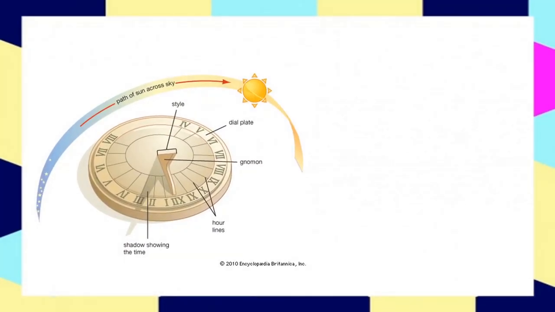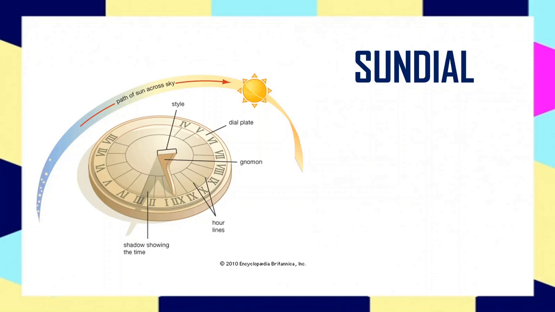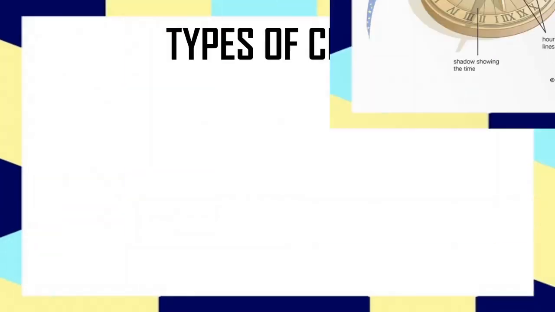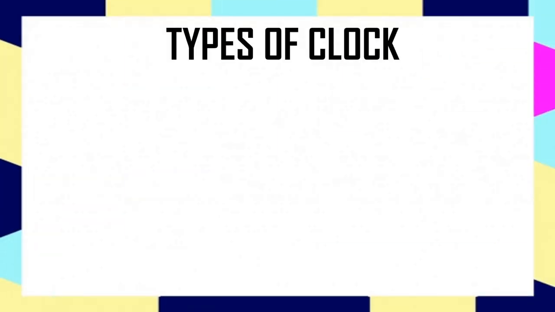But first, are you familiar with this object? Okay, this is what we call a sundial. A sundial is the earliest type of timekeeping device which indicates the time of day by the position of the shadow of some object exposed to sun rays. But today, we are not using a sundial. Instead, we use a clock.